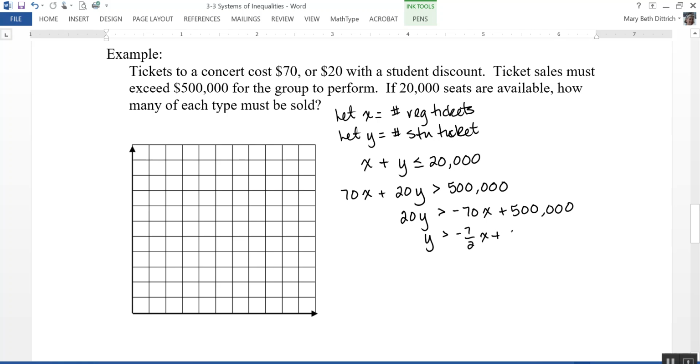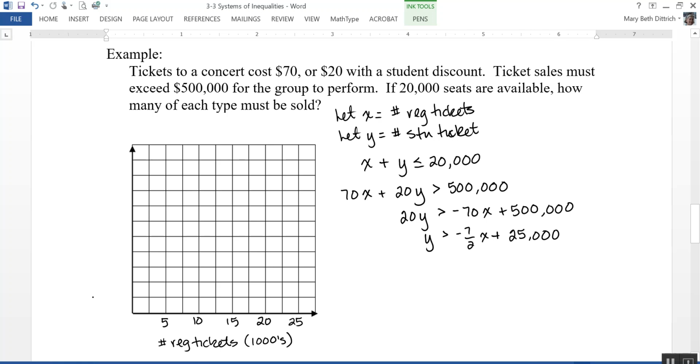Let's see, that's 25,000. Okay, let's go ahead and label our axes here. Since I chose x to be regular tickets, this is going to be the number of regular tickets, and that's going to be in thousands. I think I'm going to go with 5, 10, 15, 20, and 25.